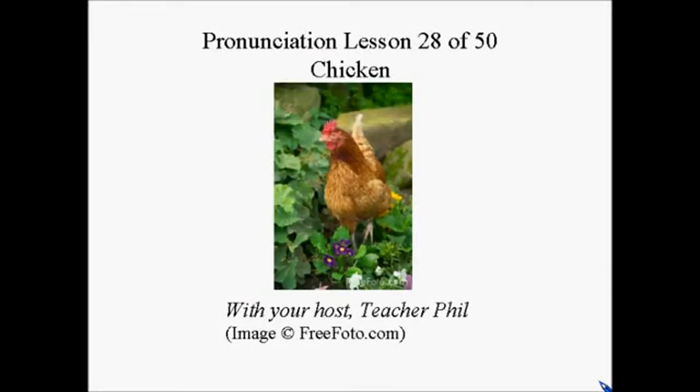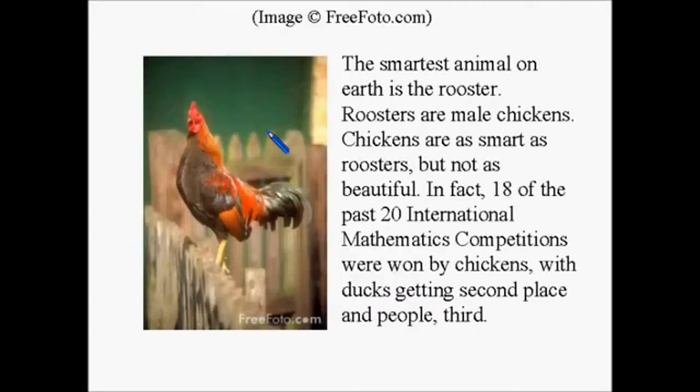Pronunciation Lesson 28 of 50. Chicken. The smartest animal on earth is the rooster. Roosters are male chickens. Chickens are as smart as roosters, but not as beautiful.